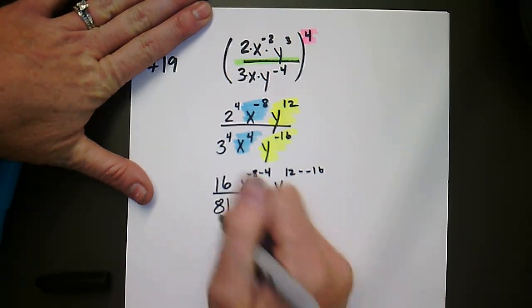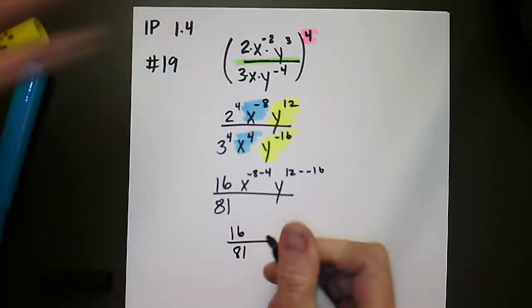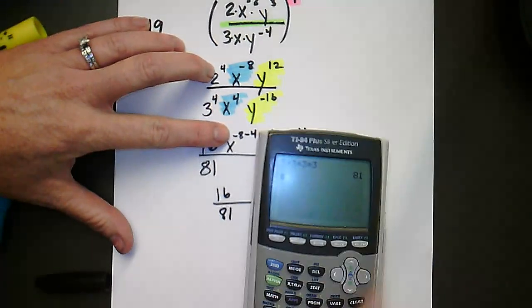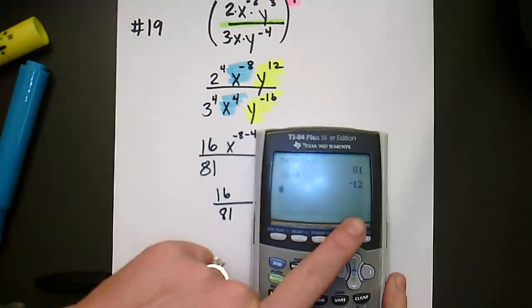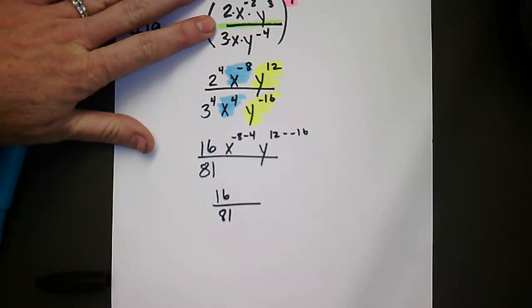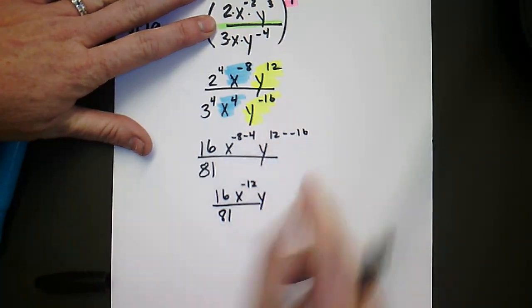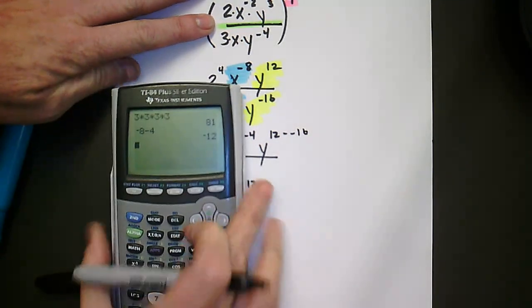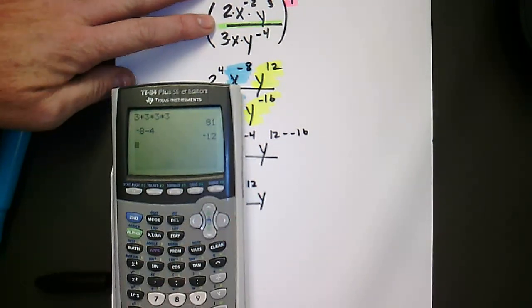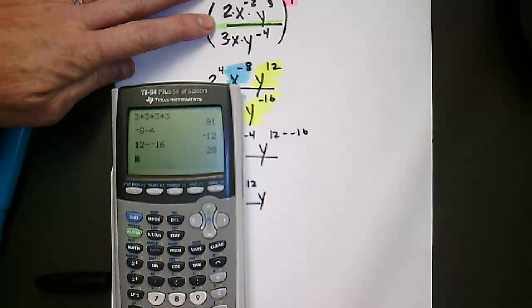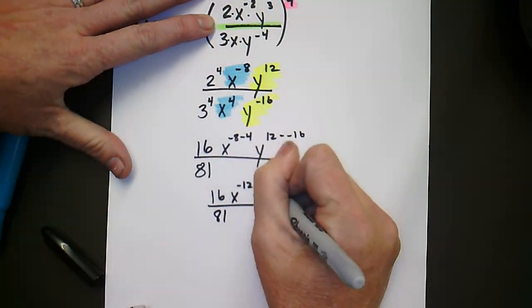So let's see here, what am I going to get? I'm going to get 16 over 81, and then I'm feeling a little bit lazy. I'm going to do negative 8 minus 4, and I'll just do that right in the calculator. Negative 8 minus 4. If you're doing it in your head, though, it's fine. It's negative 12. So that's x to the negative 12. I'm going to have an exponent here on y. That's 12 minus a minus 16. It's effectively 12 plus 16, but you can do 12 minus a minus 16 right in the calculator. You're going to get 28 either way.